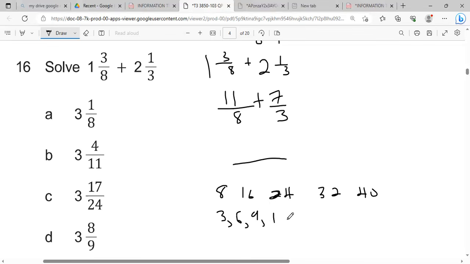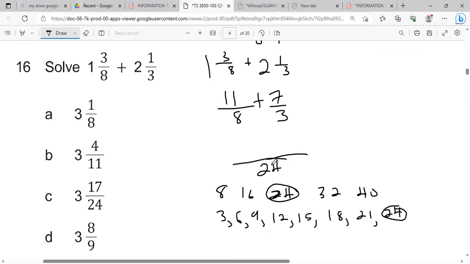So we have 12. Still not in a number, right? So we continue adding 3. Still not in a number. 18. Still not in a number, right? 21. Still not in a number. Voila! We see 24. So that means 24 is the lowest common multiple, right? And notice it says multiple, so it's as if you're multiplying. And we know multiplication is just addition.